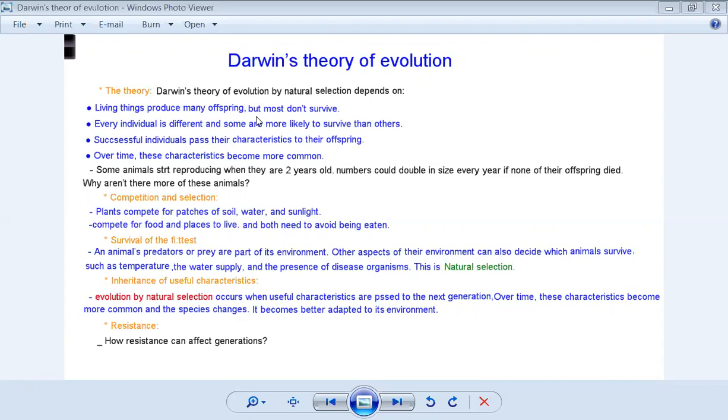And they can even extend their stem upwards to collect enough sunlight for photosynthesis. The second point, compete for food, which is the animals. The animals can compete for food and places to live.